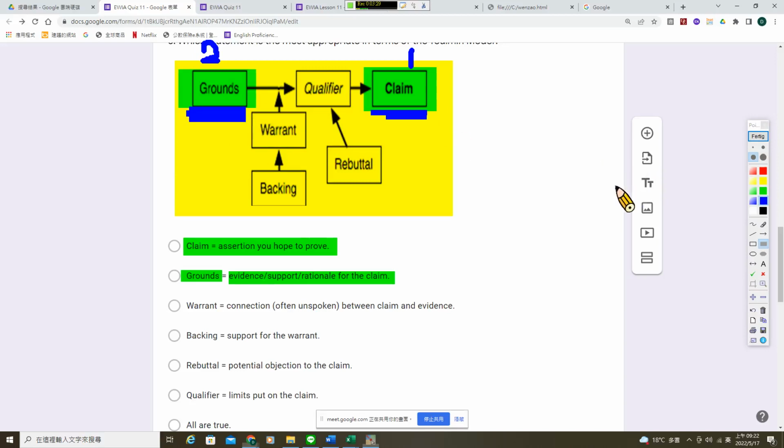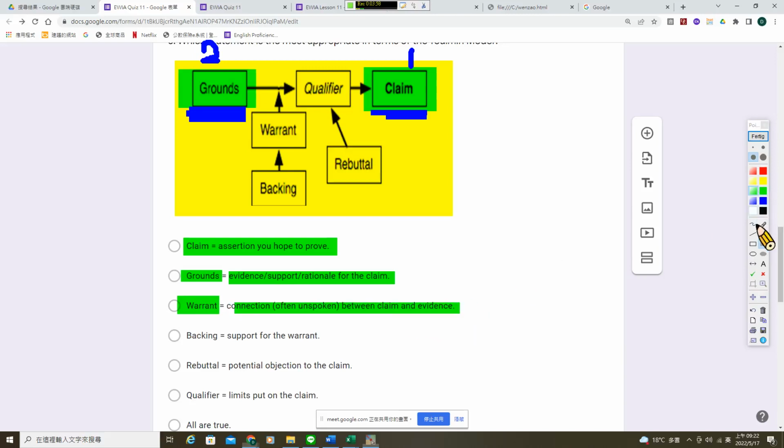But there is a consideration. Sometimes the reasons for the grounds to support the claim may not be that obvious or clear. So basically, over here, you need to provide a warrant. A warrant is to support the connection between grounds and the claim. So warrant is the connection between claim and evidence.